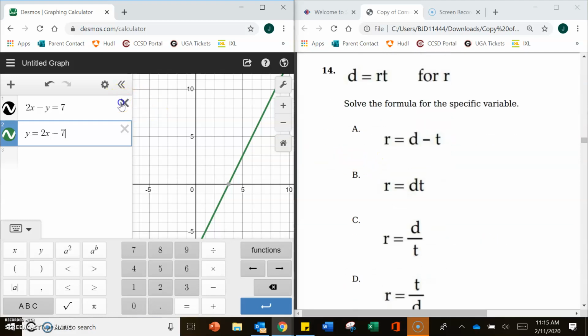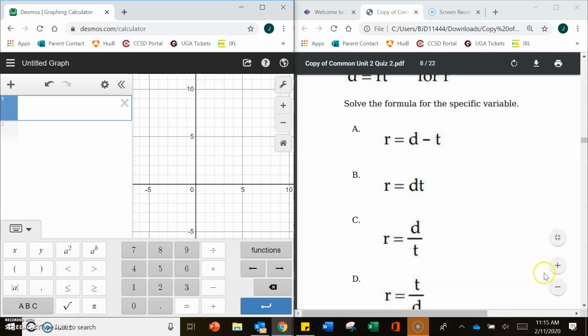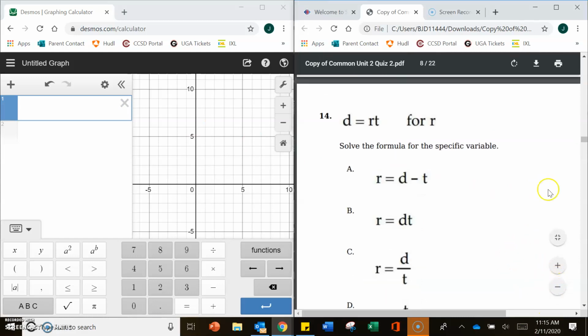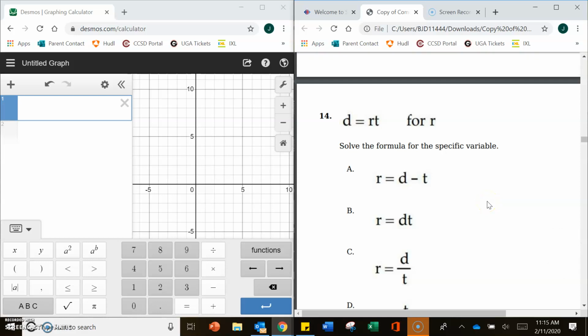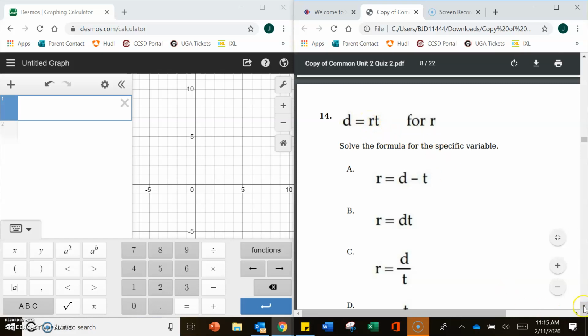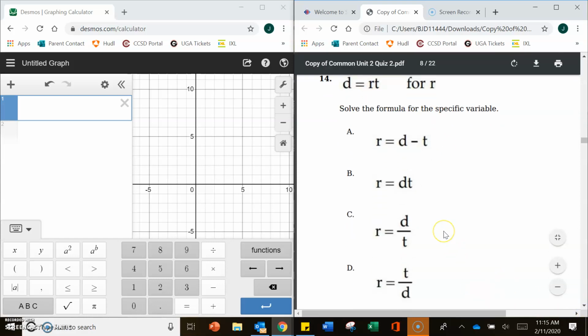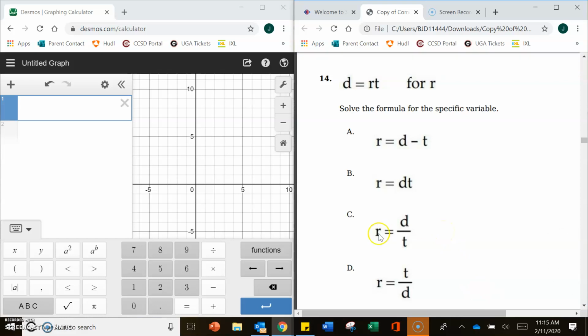Okay, now, 14. Remember, this is called a literal equation, and it asks for us to solve for r. You cannot do this in Desmos. We have to know how to isolate r here. So what would we do to get r by itself? Correct. Divide both sides by t because this is multiplication. That says r times t. So divide both sides by t. So what's the correct answer? Correct. It is C.